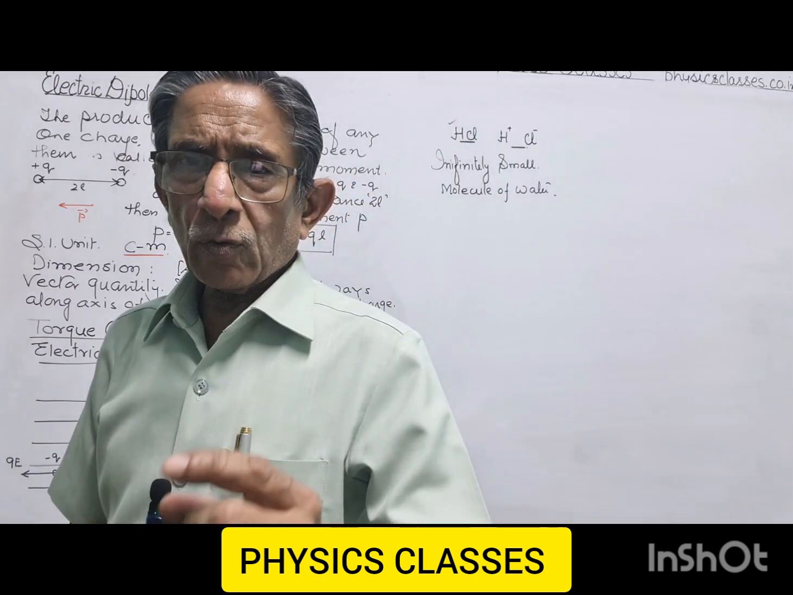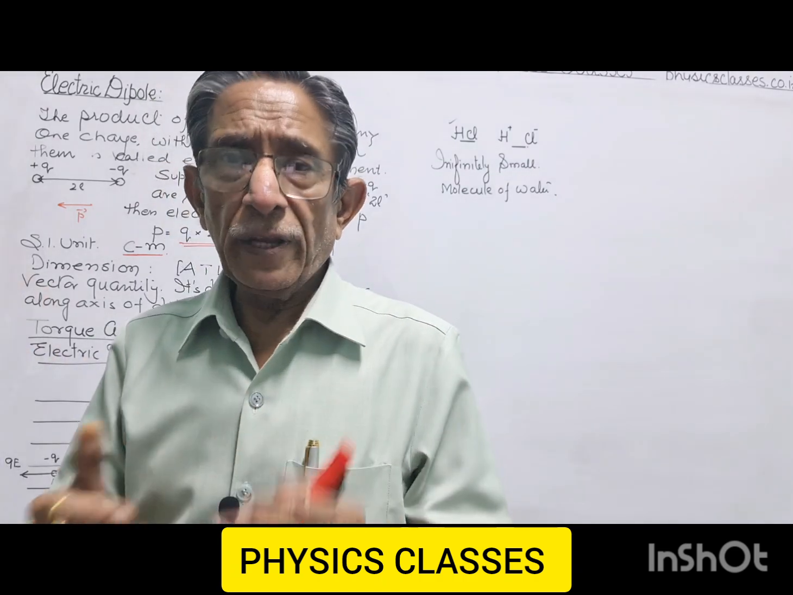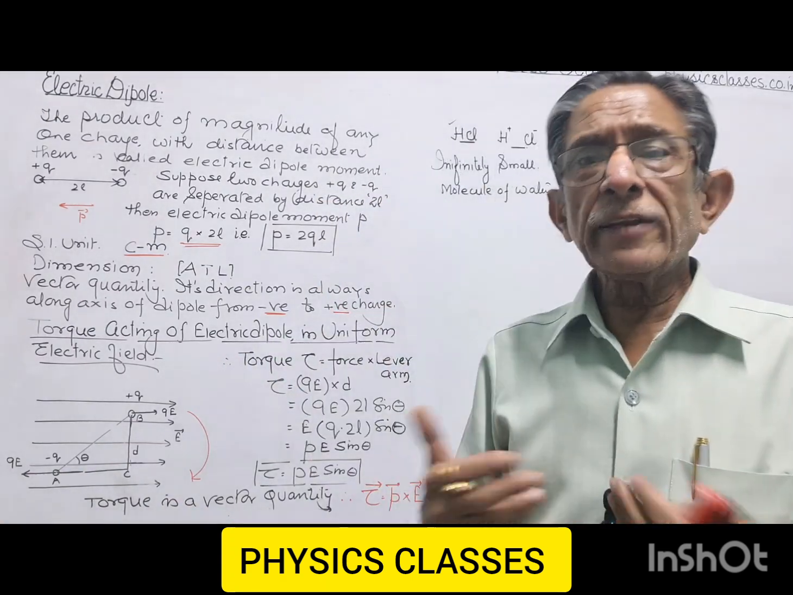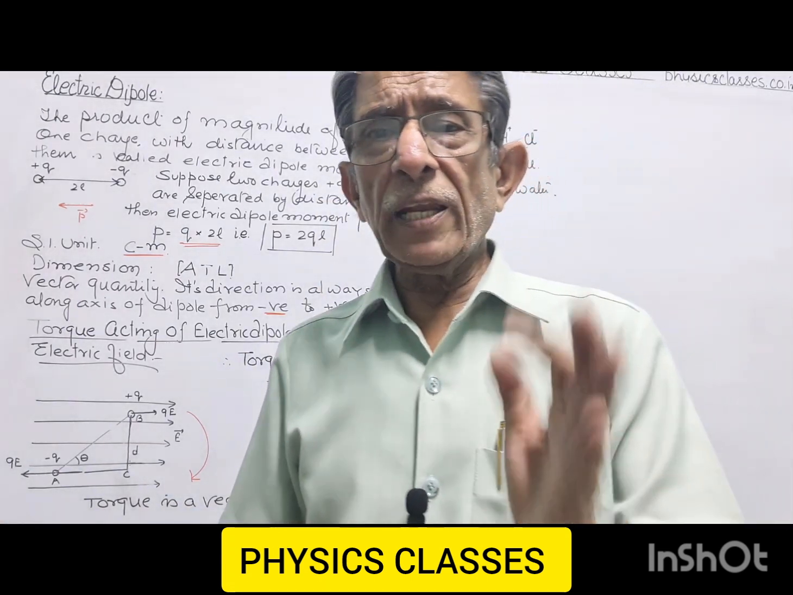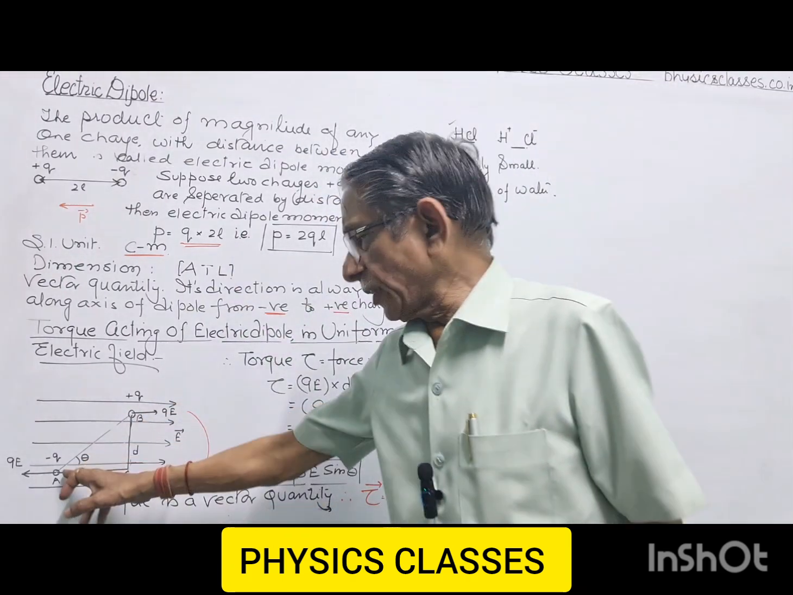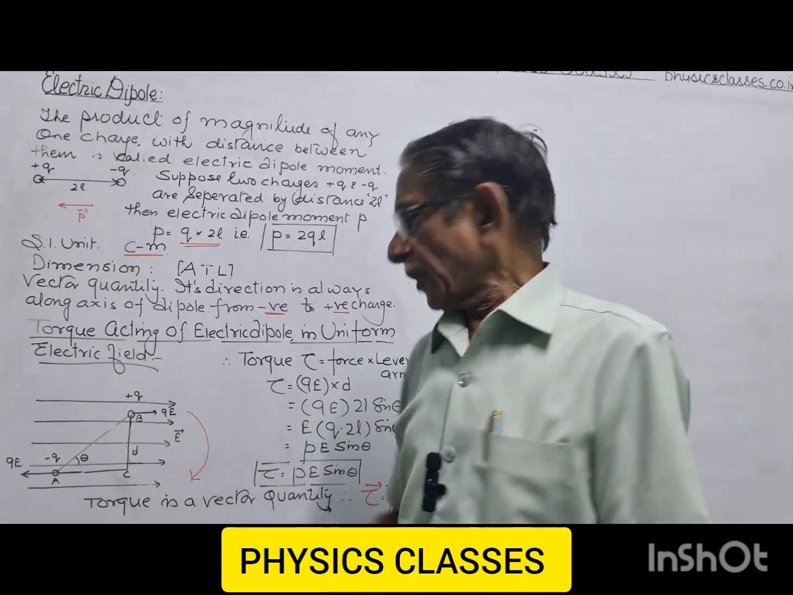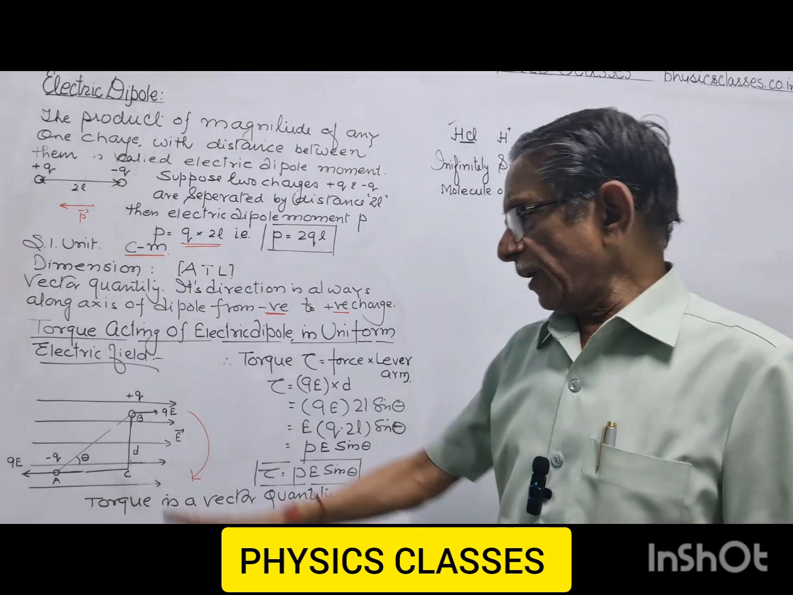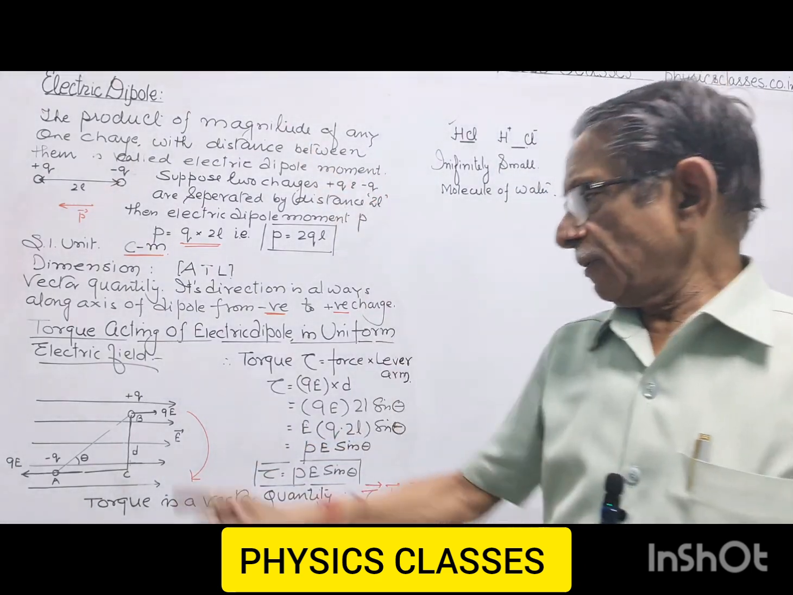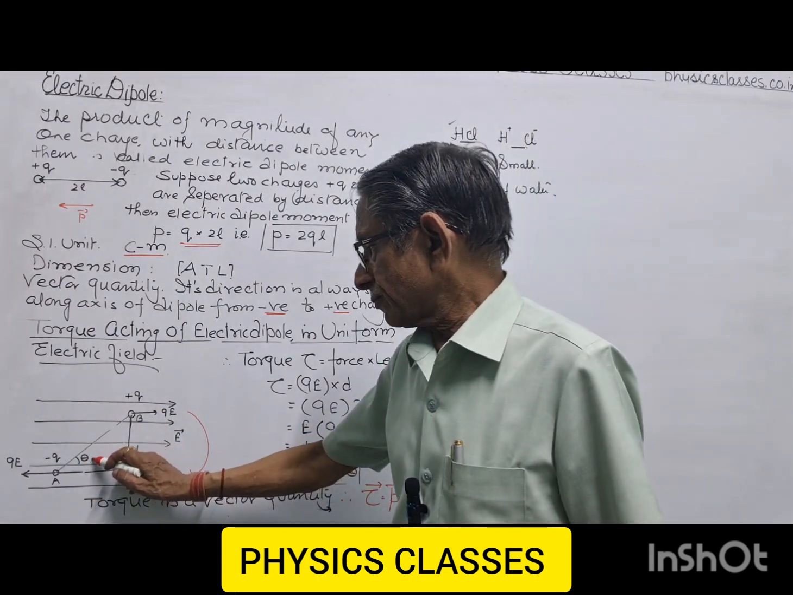Students, now we are going to study a little bit more. If a dipole is placed in an electric field, what will happen? If we place an electric dipole in a uniform electric field, what will happen? So we consider an electric dipole consisting of charges plus Q and minus Q, separated by distance 2L, placed in a uniform electric field such that the axis of the dipole makes angle theta with the direction of electric field.